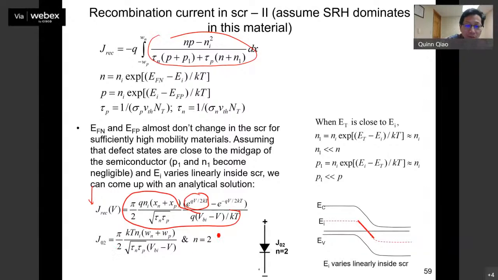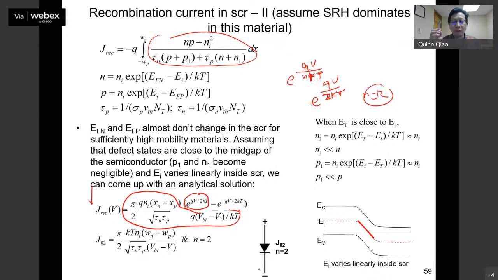Now you see here, we see n equal 2, because remember e^(qV/nkT), right? nkT. This here is 2kT, right? This is e to the power qV over 2kT. That's why here we see n equal 2, okay? This ideality factor is 2. Recombination, because it makes sense since you inject both electrons and holes, right?